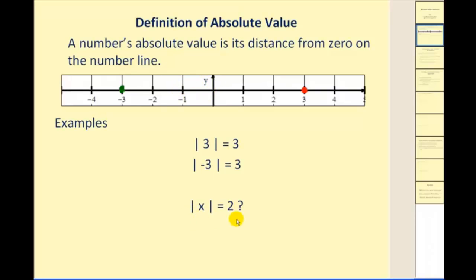So when we transition to an absolute value equation, we can think of what numbers have an absolute value that is equal to positive 2, or what numbers on the number line are 2 units from 0. And we should be able to notice now that there are going to be two solutions to this equation because positive 2 is 2 units from 0, and so is negative 2. So the solution to this equation would be x equals positive 2 and x equals negative 2.